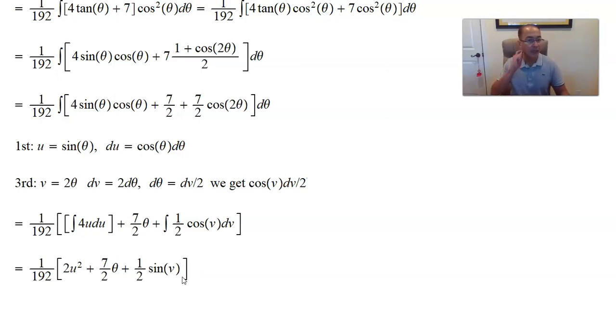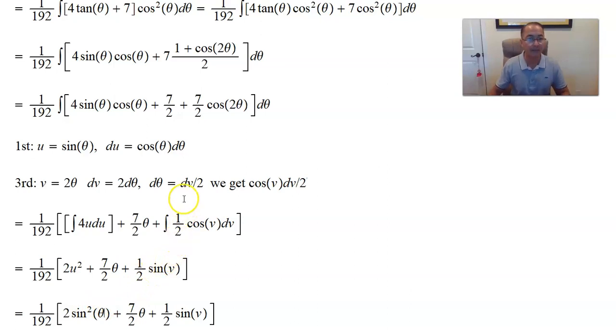Okay, but wait a minute. Our v is 2 theta. Oh yeah, and our u is sine theta. Yay, so we have sine squared theta. And our sine of v is 2 theta. Yeah.